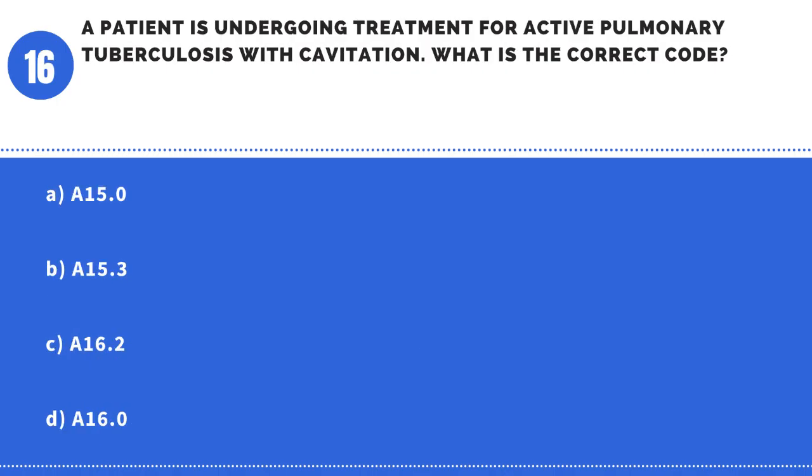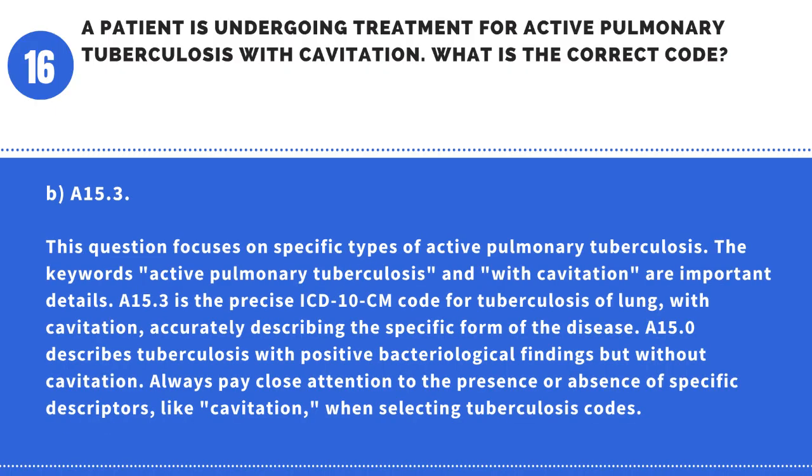Question 16. A patient is undergoing treatment for active pulmonary tuberculosis with cavitation. What is the correct code? A. A15.0. B. A15.3. C. A16.2. D. A16.0. Answer B. A15.3. This question focuses on specific types of active pulmonary tuberculosis.